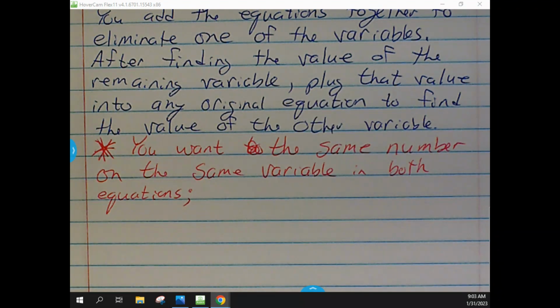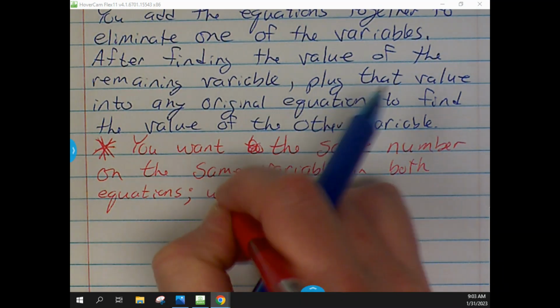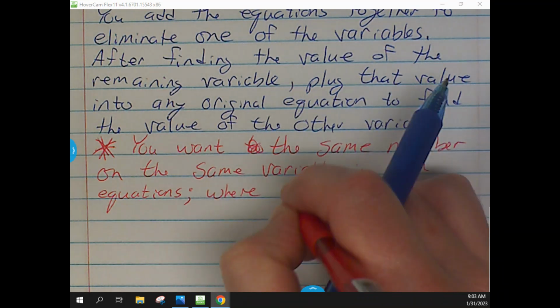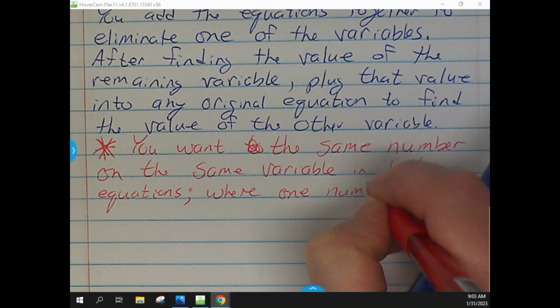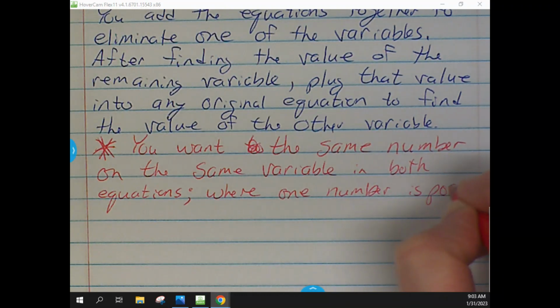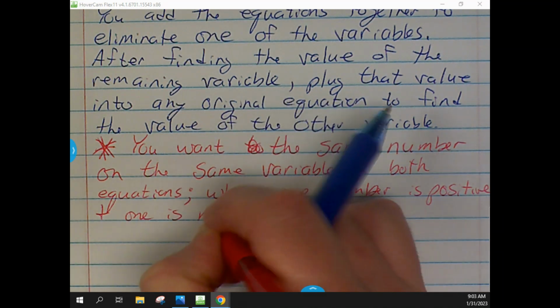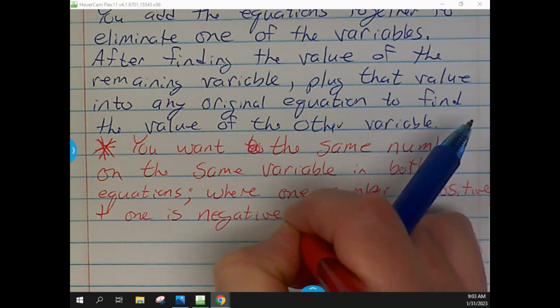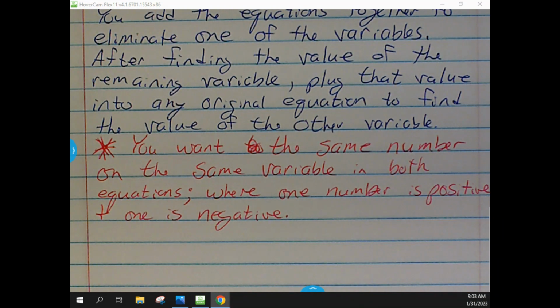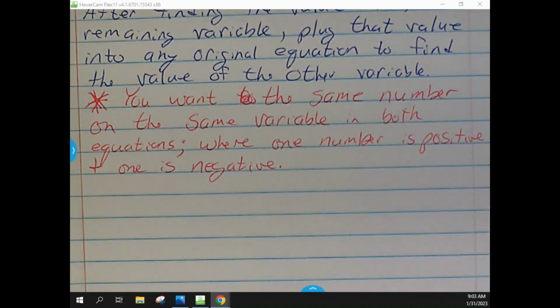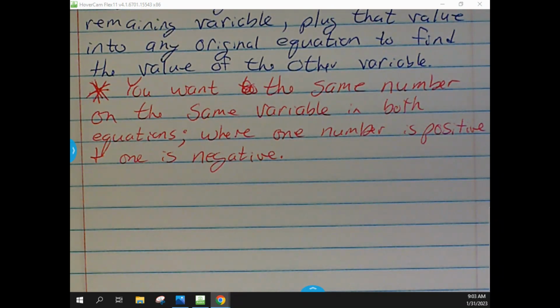I don't know if I need a semicolon there or not. I'm going to put one. The difference is you want one of the variables to be positive, or one of the numbers to be positive, and then one is negative. So if one number is 4x and the other number is negative 4x, if you do 4x plus negative 4x, you get 0x, which means the x is now 0. It's just because you do 0 times x is 0. So the x variable is gone. All you're left with is the y variable.